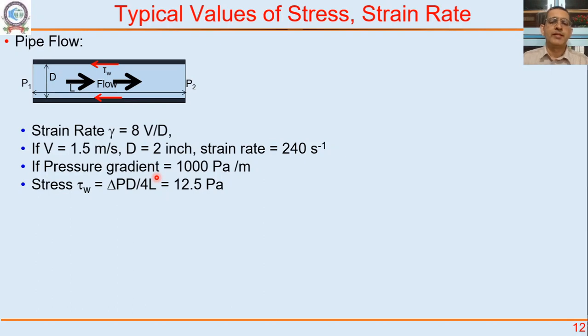Just to make you understand and to make you feel comfortable with the numbers, we'll look at the typical values of stress and strain rate. Think about a pipe flow, laminar flow in a pipe. Strain rate is given by 8V by D. Recall, where do we get this from? Let's quickly write that. So our delta P for laminar flow.